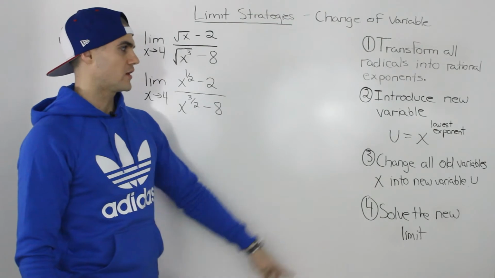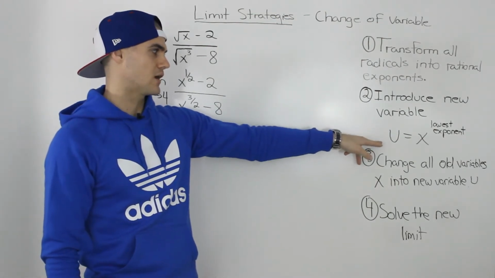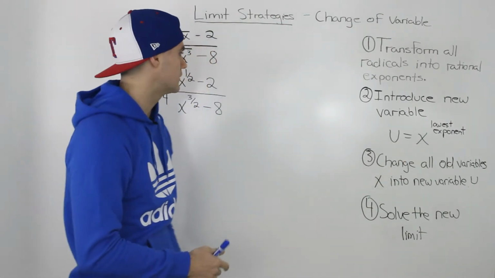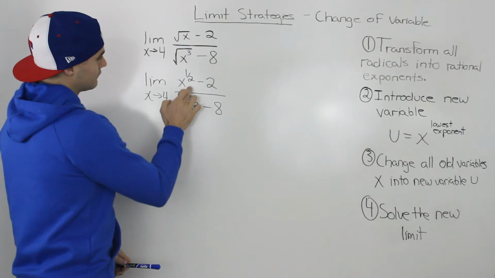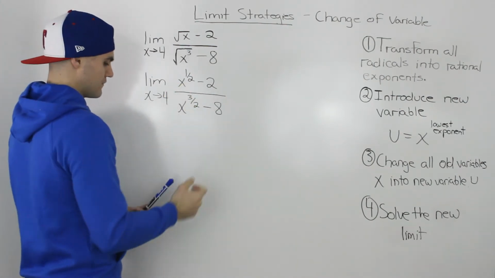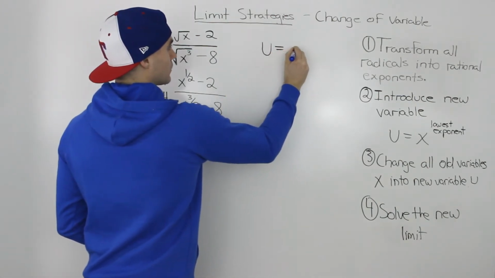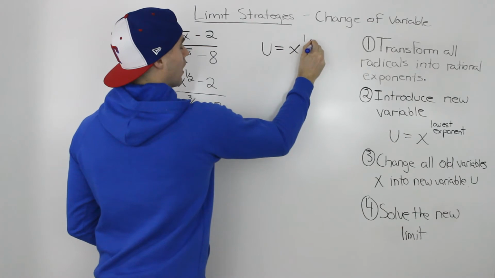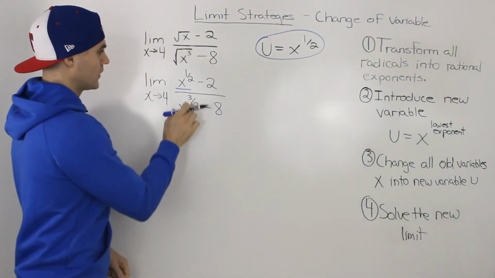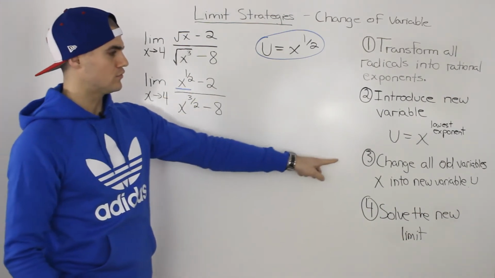Now the second step, we have to introduce a new variable, and the new variable we're introducing is u, and we're going to let u equal x to the power of the lowest exponent in the limit. Well, out of the exponents 1/2 and 3 over 2, which one is the lowest? Well, 1/2 is the lowest, so we know that we're going to let u equal x to the power of 1/2. So with that introduction of the new variable, we have an expression for x to the power of a half. And now we can move to step 3.